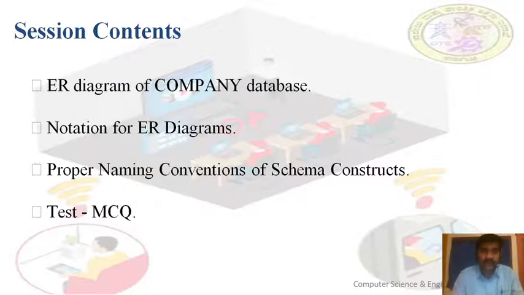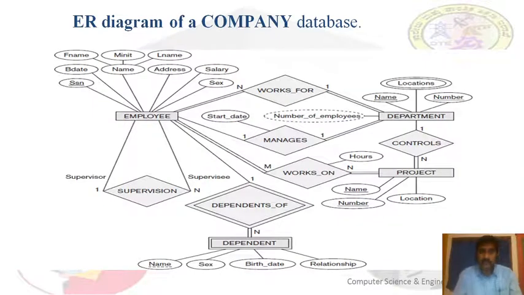Let's start with the ER diagram of company database. The figure shows the ER diagram of company database. Here ER diagram means entity relationship diagram. In an ER diagram, the emphasis is on representing the schema rather than the instance. Here schema is nothing but the description of the database, whereas instance is the content which is present in the database.